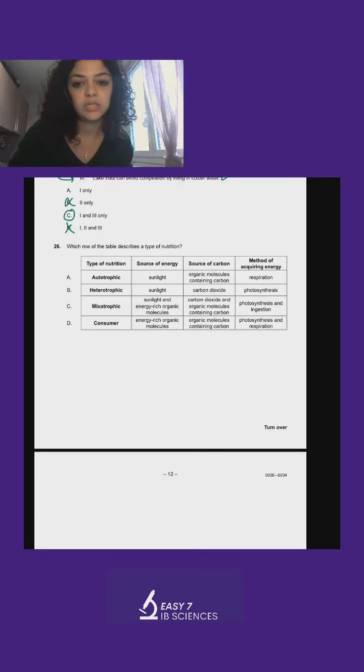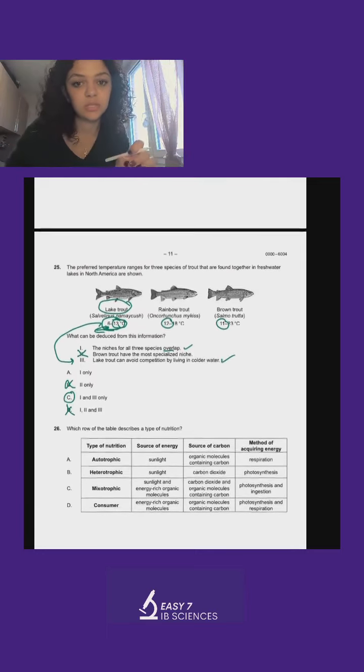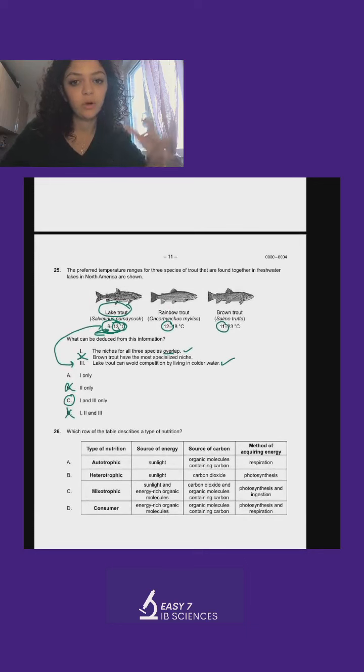How isn't the fact that its temperature range is large mean it doesn't have the most specialized niche? So specialized niche means it has a very specific niche. Okay, so if it has a larger range, that means its niche is not special because it can live in much larger, different ranges of temperature. I hope that made sense. But if that didn't make sense, I can explain it again.